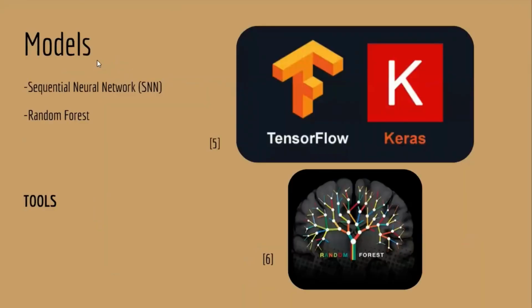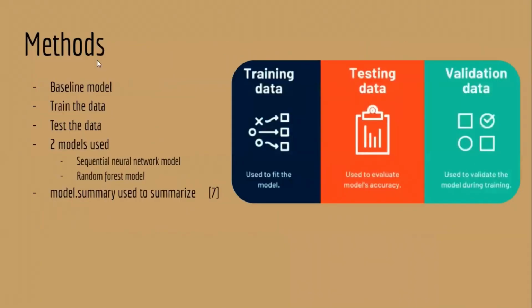For the models, we used the sequential neural network model, which is abbreviated as an SNN model. We also used a random forest model. The tools that were used were TensorFlow and the Keras package. For our methods, we started out with our baseline model, and then we trained our data, and then we tested our data. Two models were used, the sequential neural network model and the random forest model, as I said before. Model.summary was used to summarize our data.